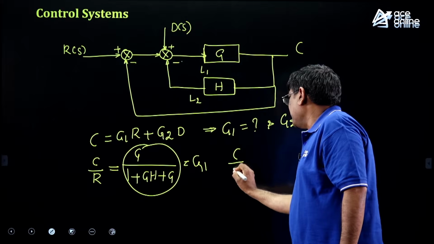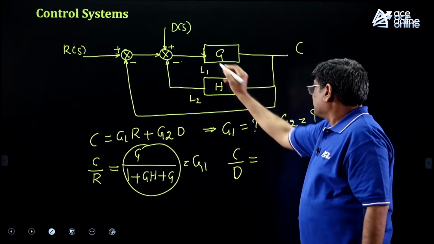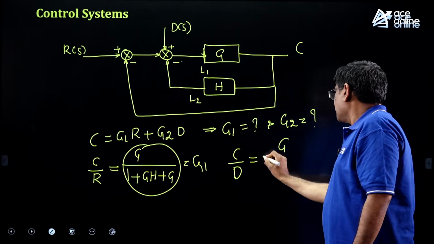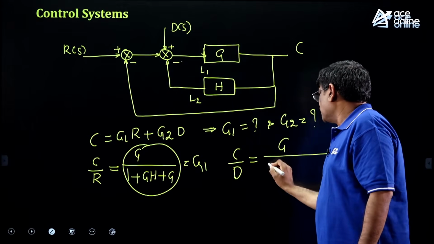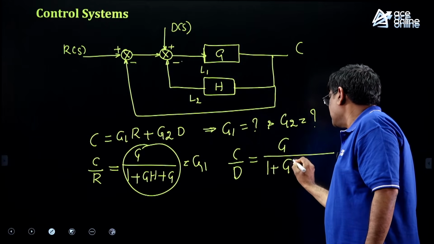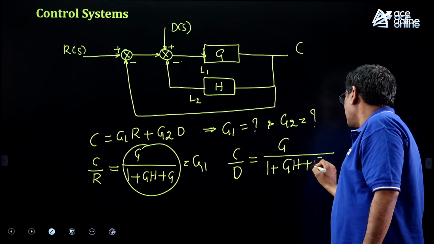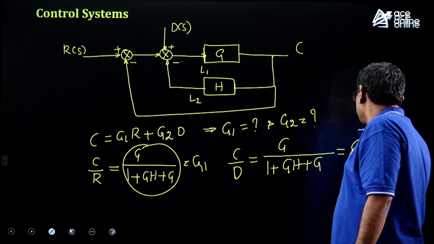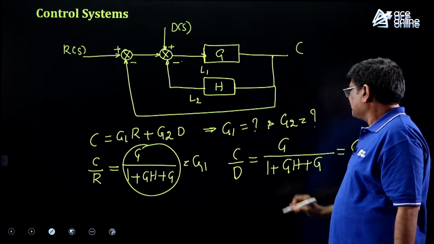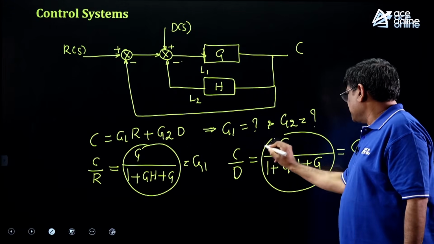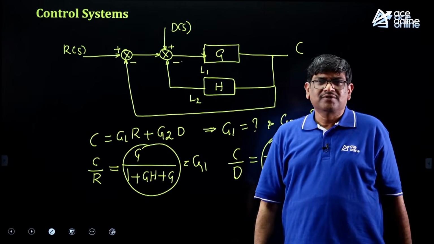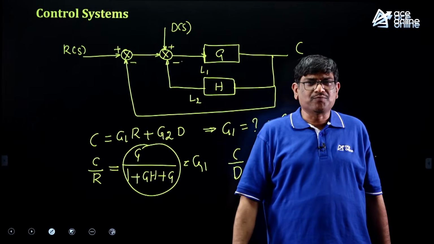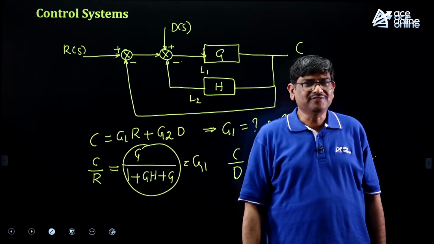Next find C by D. So forward path gain G divided by, 2 loops same thing, 1 plus GH plus another loop G. This is nothing but G2. So G2 is G by 1 plus GH plus G. So next Professor Chakrapani sir will continue with digital.